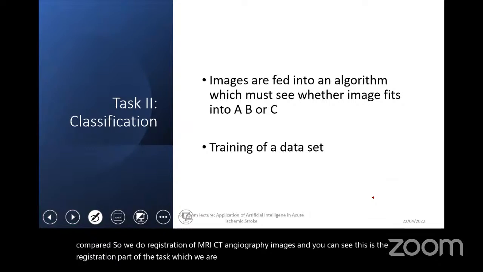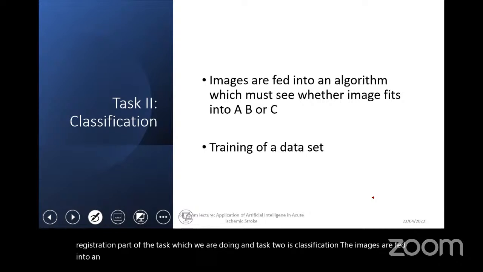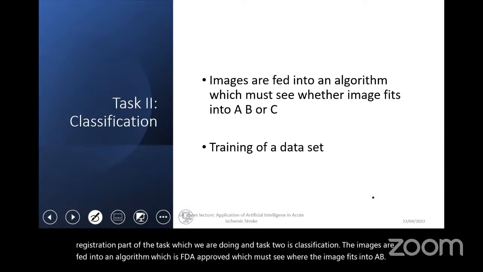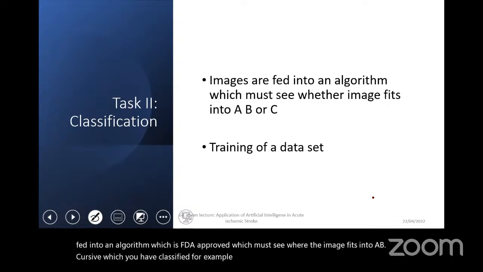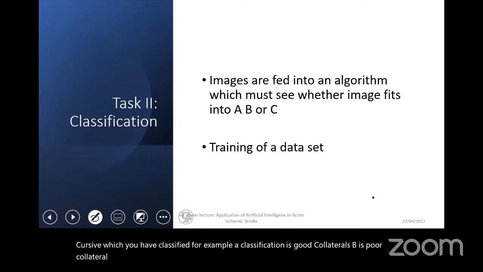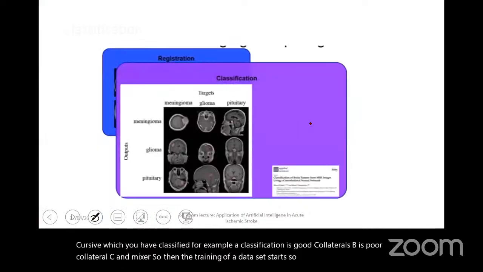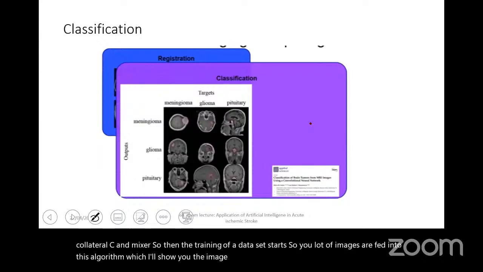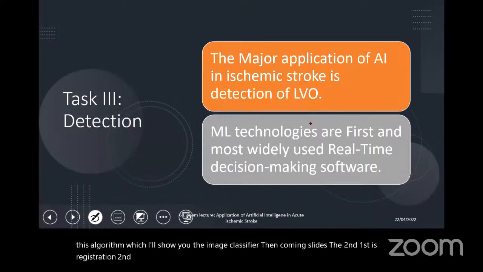And task 2 is classification. The images are fed into an algorithm which is FDA approved, which must see whether the image fits into A, B, or C, which you have classified. For example, A classification is good collaterals, B is poor collaterals, and C is mixed. Then the training of a data set starts. A lot of images are fed into this algorithm, which I'll show you in the image classifier in coming slides. The first is registration, second is classification, third is detection.